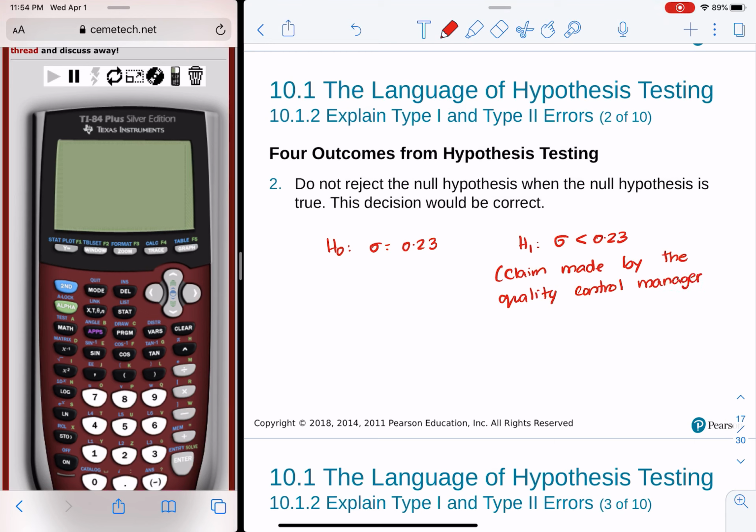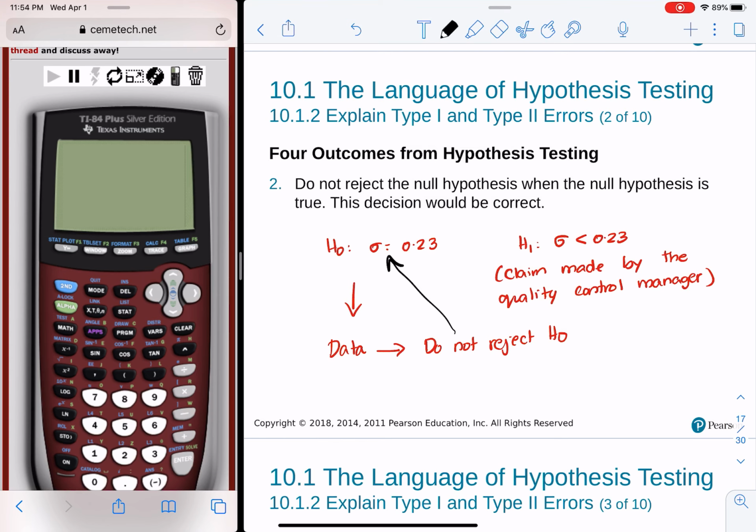And we want to verify his claim, so we collect the data. And the conclusion is do not reject null. In other words, the data did not find any evidence toward the quality control manager's claim. It is pointing toward the null.